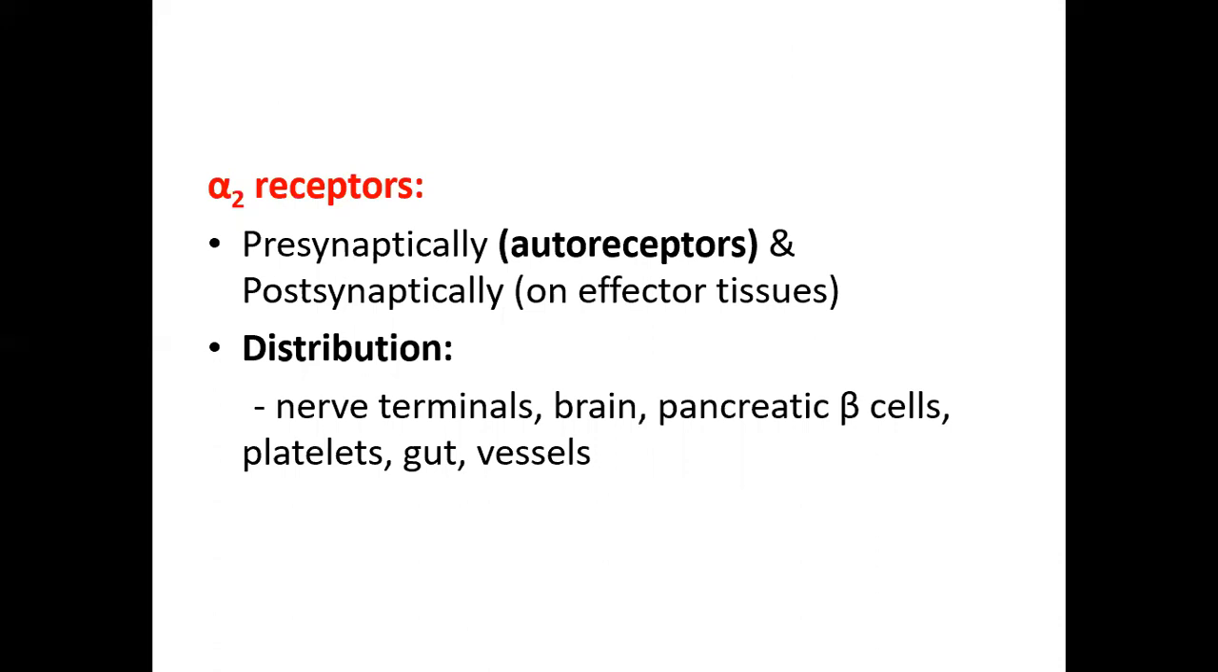Alpha 2 receptors are present presynaptically and also postsynaptically. They are mainly distributed in nerve terminals, brain, pancreatic beta cells, platelets, guts, as well as vessels.